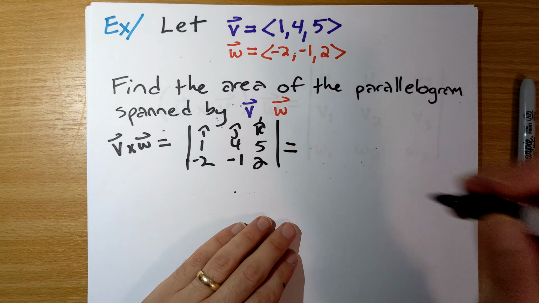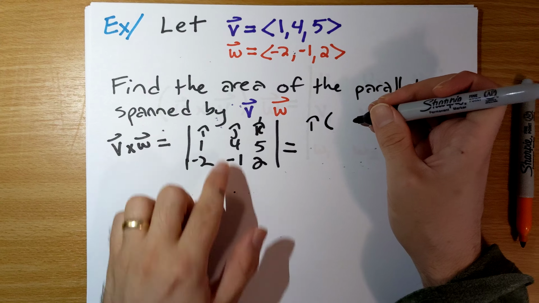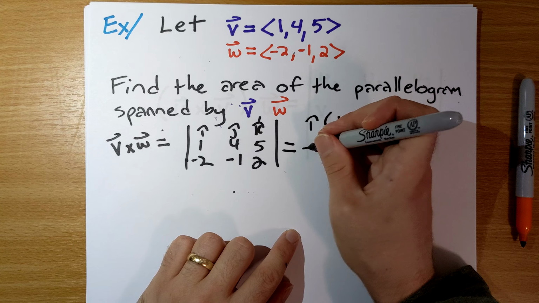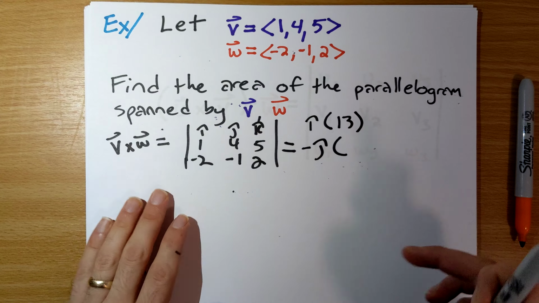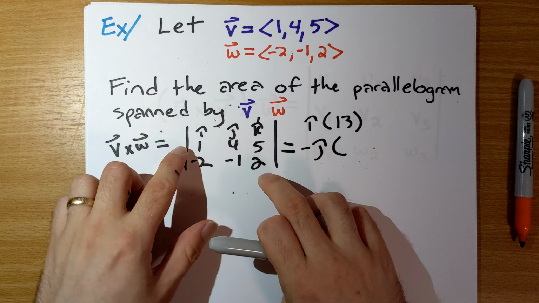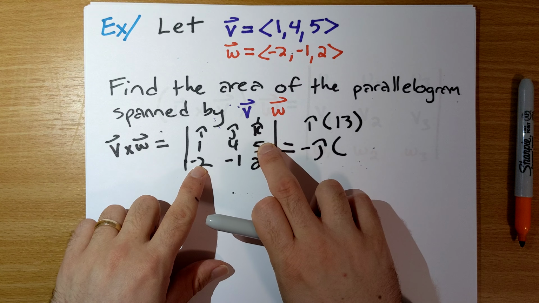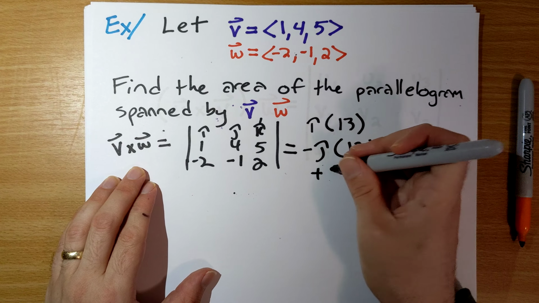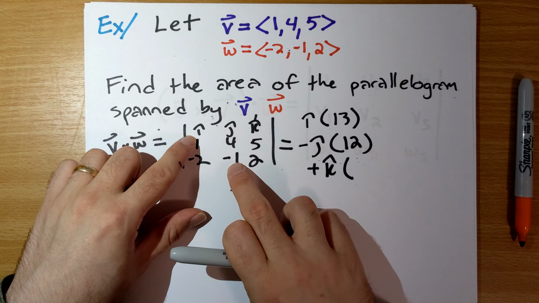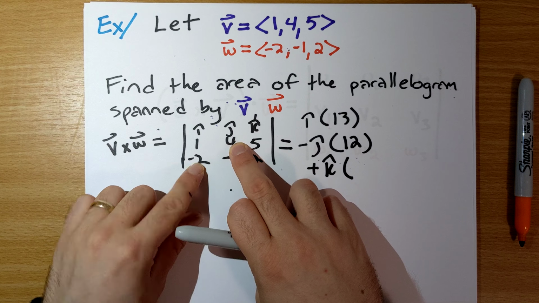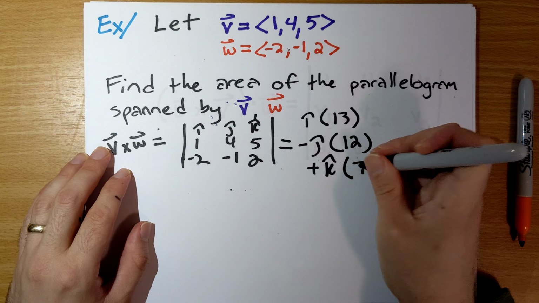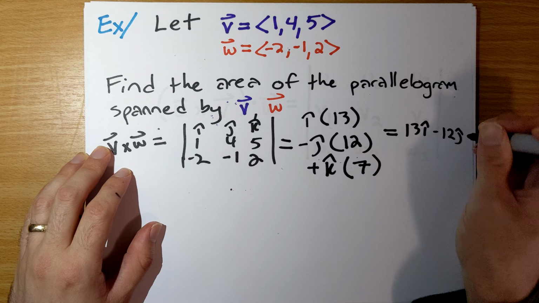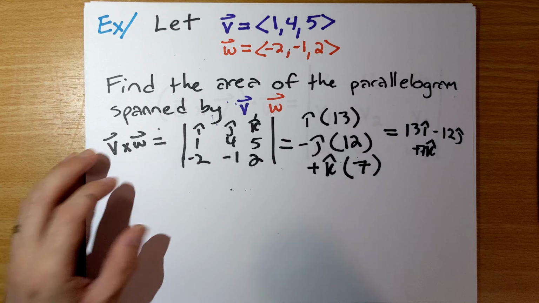And so what we end up with here is i hat times 8 minus -5, which is 8 plus 5 is 13. Negative j hat times, let's see here, 2 minus -10 would be 2 plus 10 is 12, plus k hat times -1 minus -8 would be -1 plus 8 is 7. So 13 i hat minus 12 j hat plus 7 k hat.